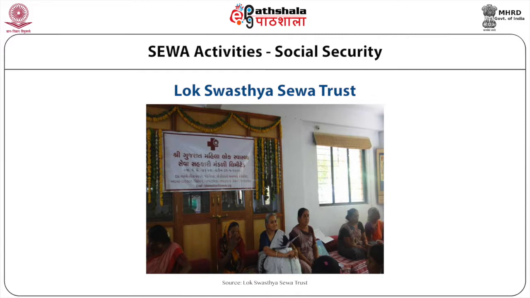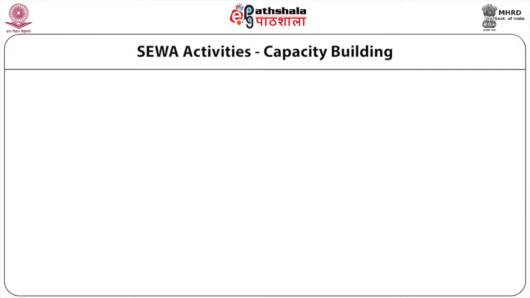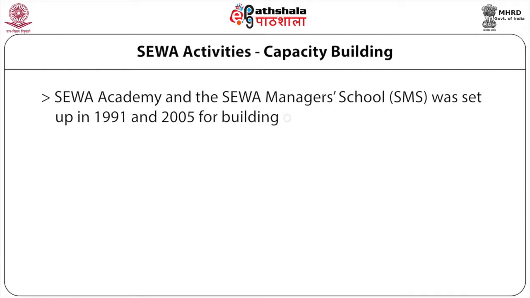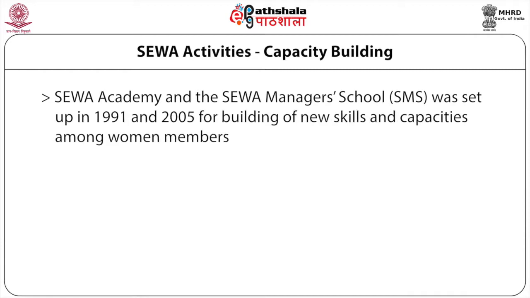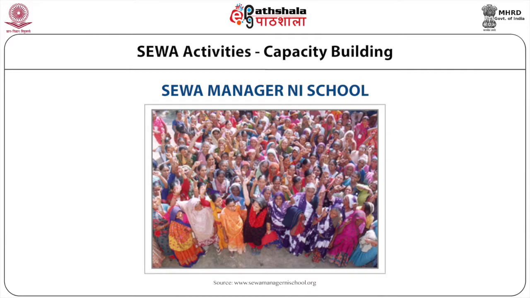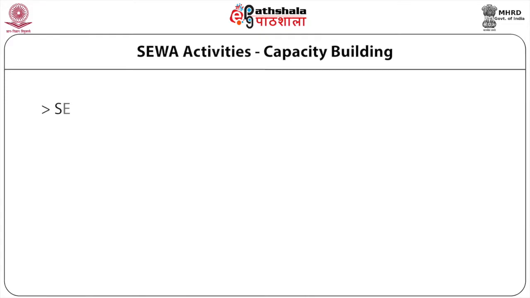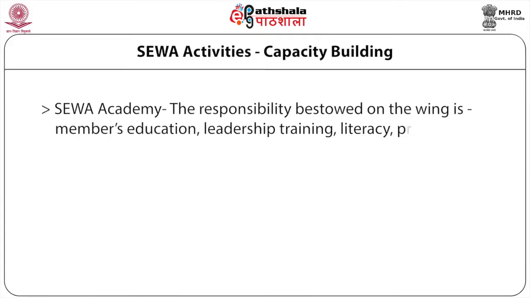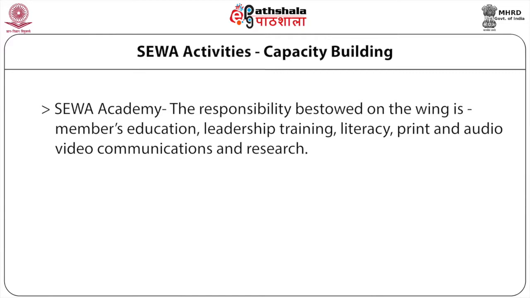The next point which is to be covered is capacity building. How is SEWA trying to develop capacity among its members? Building of new skills and capacity is essential for the empowerment of women workers. To achieve the same, SEWA Academy and SEWA Manager School were set up in 1991 and 2005 respectively. SEWA Academy acts as a university for its members, wherein the members are introduced to their first formal learning environment. The responsibility bestowed on the wing is members' education, leadership training, literacy, print and audio-video communication and research.